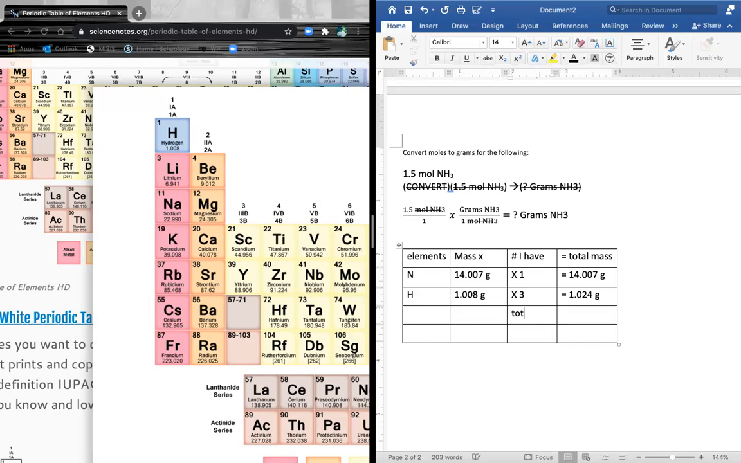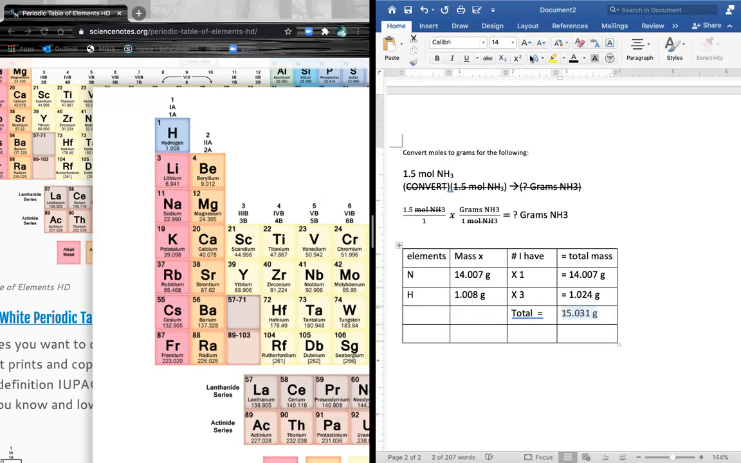Now I just have to get the total mass of the entire chemical substance. So I add these together. So we do 14.007 plus 3.024. And then we just add that down. So 17.031, and then grams.